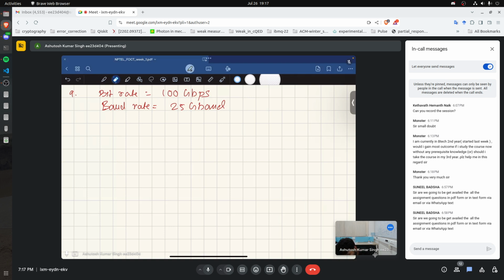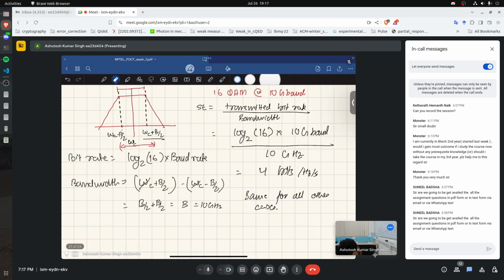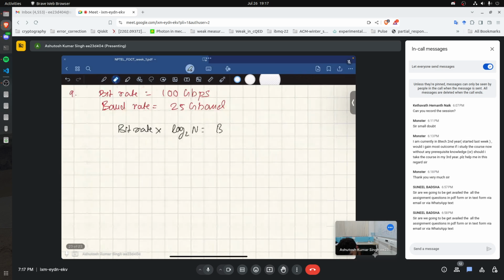which is bit rate times log 2 of n. Oh, sorry, it's the other way around. Yeah, it's the other way around. Sorry, I had that mistake. Bit rate is just a second.